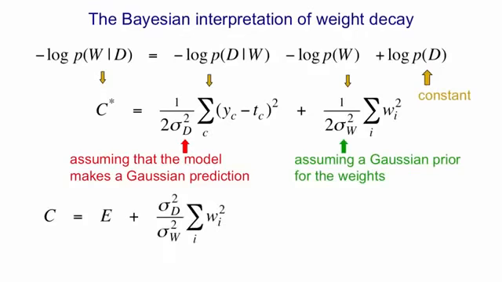So now let's take that equation and multiply through by 2 sigma squared D. We get a new cost function, and the first term turns into simply the sum over all the training cases of the squared difference between the output of the net and the target. That's the squared error that we typically minimize in a neural net. The second term becomes the ratio of two variances times the sum of the squares of the weights. And so what you see is the ratio of those two variances is exactly the weight penalty.